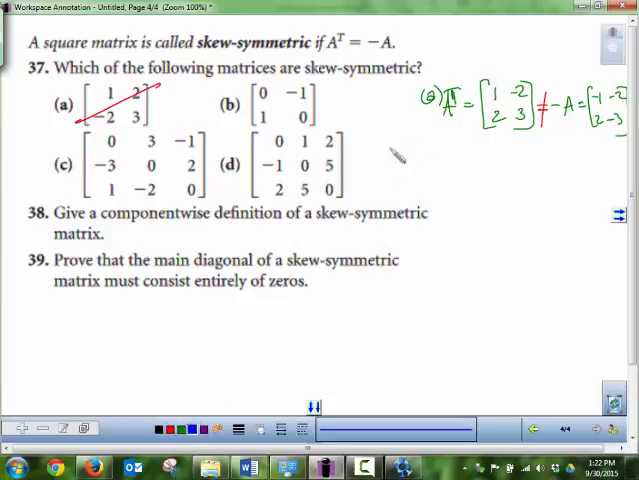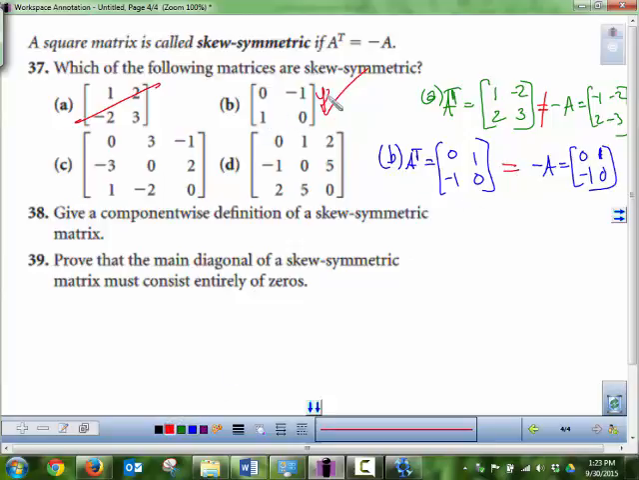Let's take a look at B. What's the transpose of B? 0, 1, negative 1, 0. And what's the negative of this matrix? 0, 1, negative 1, 0. Are these two equal? Yes. So yes, this is skew symmetric. All right, so that's how you would check if something's skew symmetric.